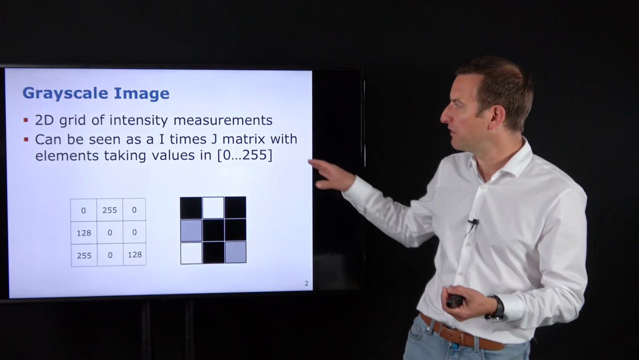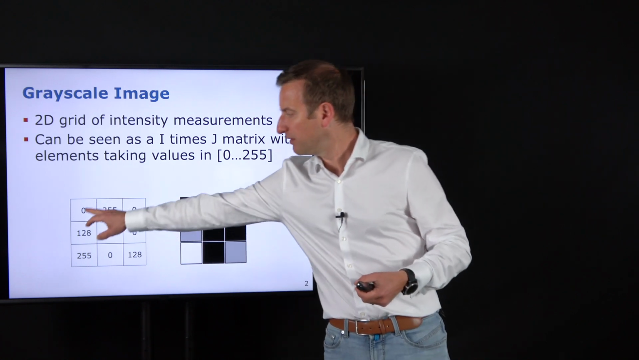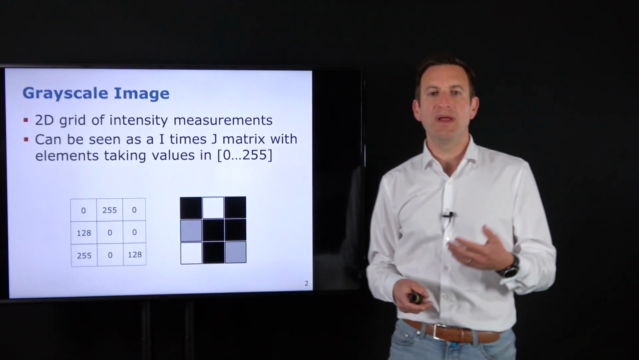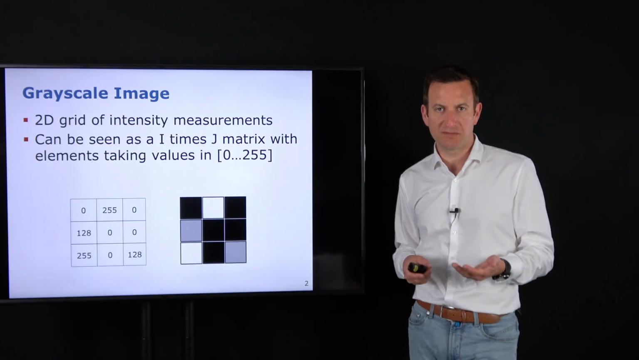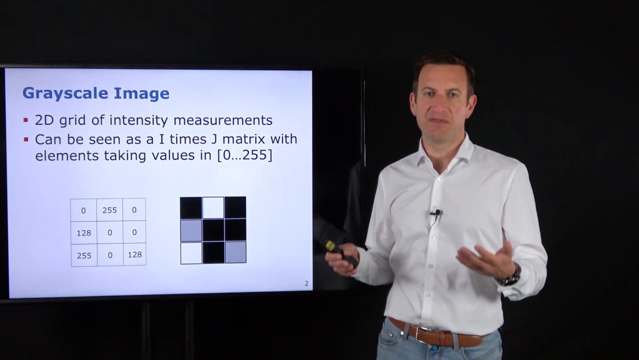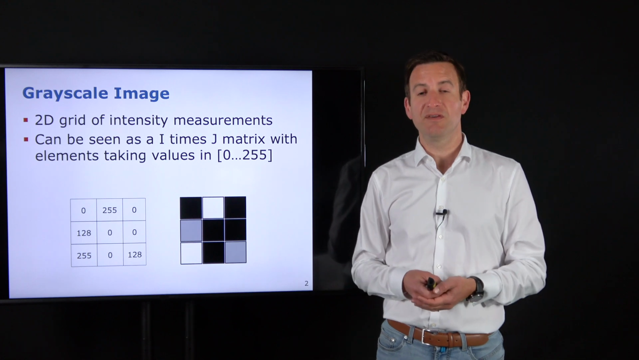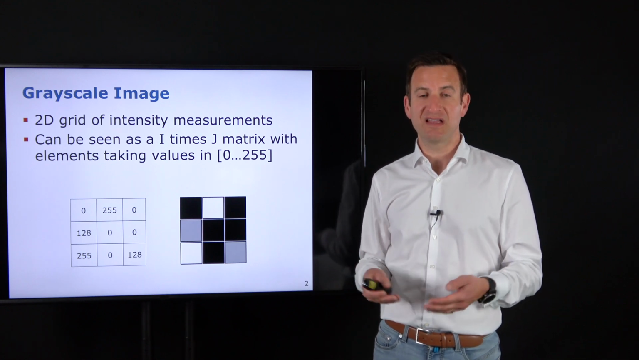And then we can see this as an I times J matrix, like this matrix over here, or arranged here in a 2D grid, which contains values between 0 and 255. Why 0 to 255? This is because this is 8-bit. We use 256 values to represent different intensity values.